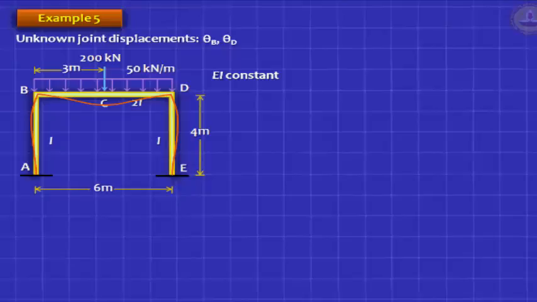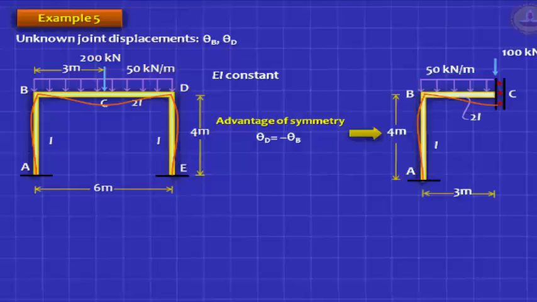Agreed? Theta A is 0, theta E is 0. There is no sway because of symmetry, and your only unknowns are theta B and theta D, and they have to be equal and opposite to preserve symmetry.